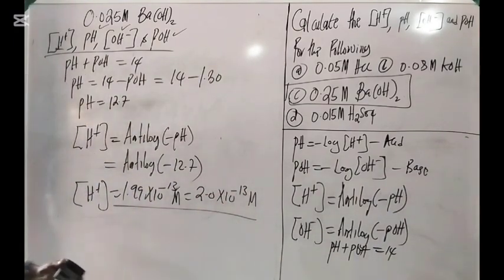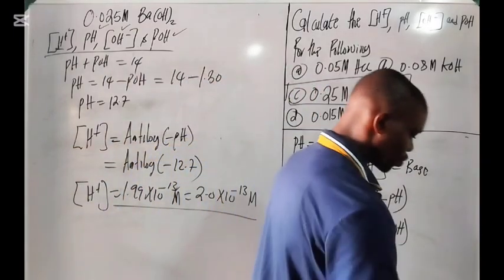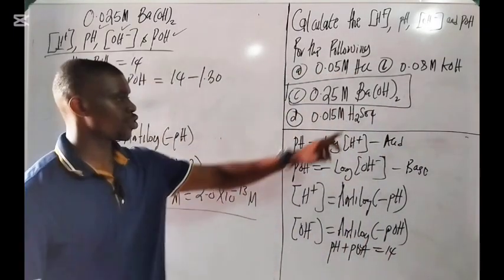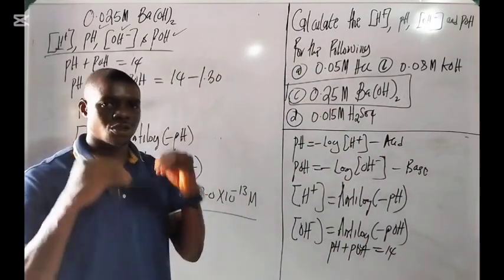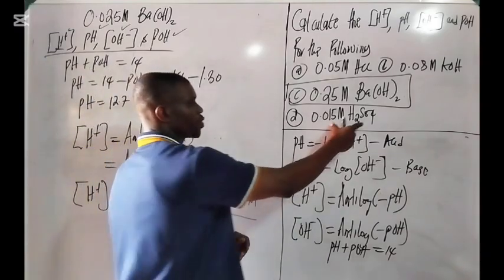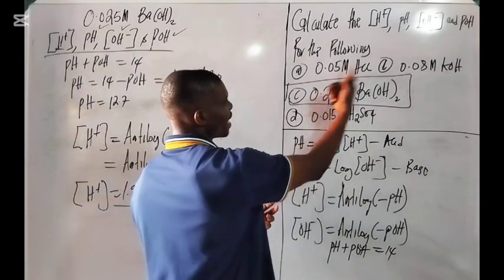So if you understand this, then you should be able to solve for the others. Now, your main concern should be to split this one into the various ions, same with this one and this one here.